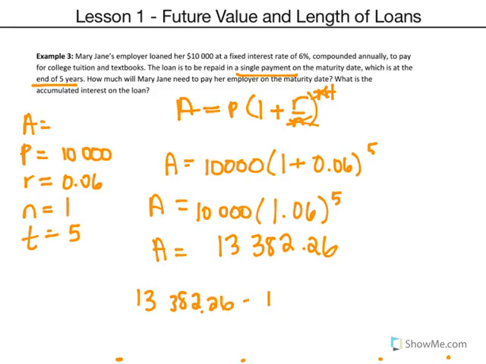$13,382.26 and minus our original loan of $10,000. So she ends up paying $3,382.26. Also, her employer ends up earning $3,382.26. So that's pretty all right for him, I guess. Alright, so that's everything.